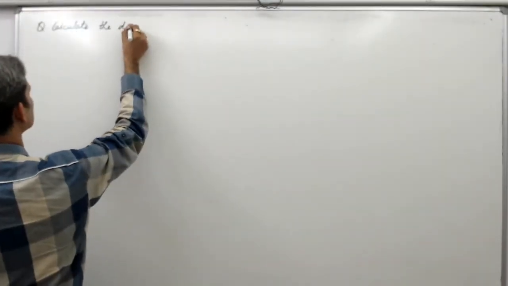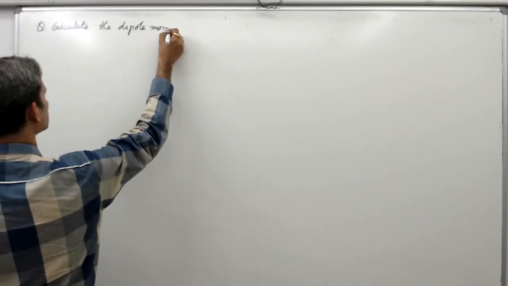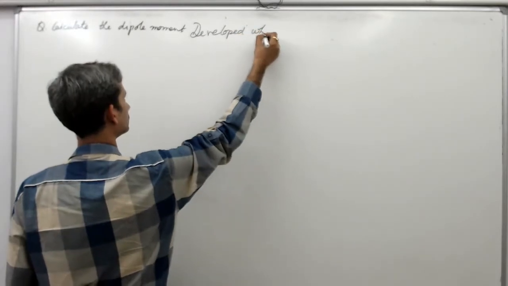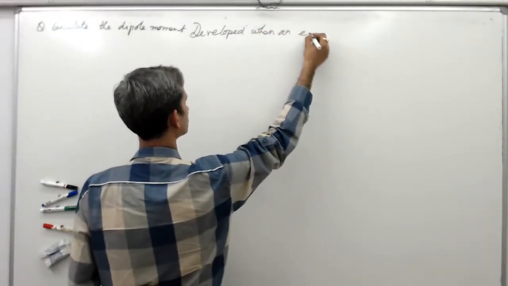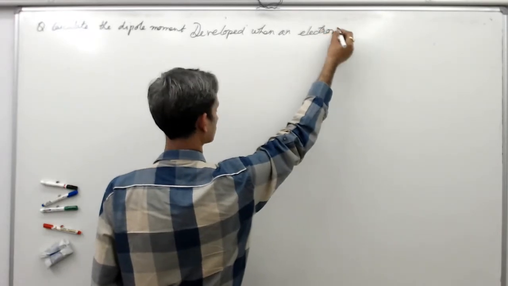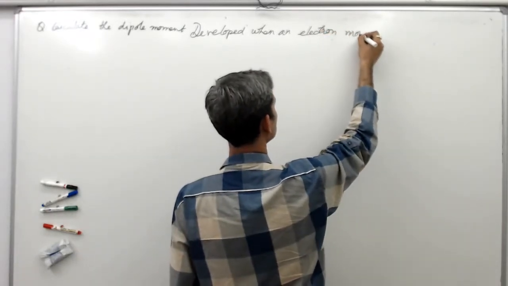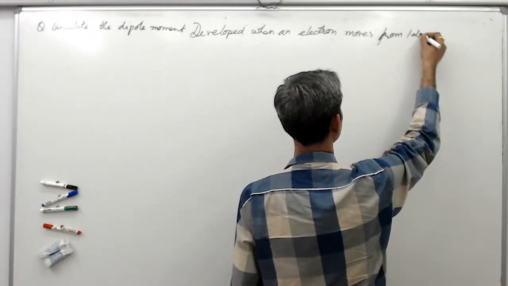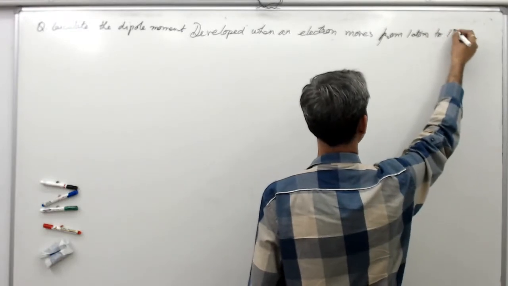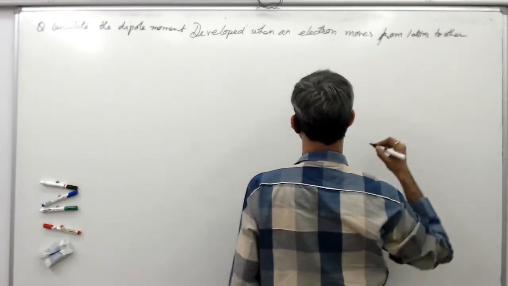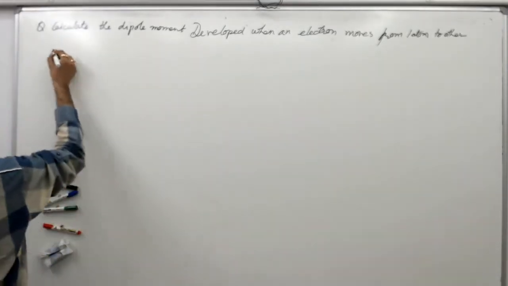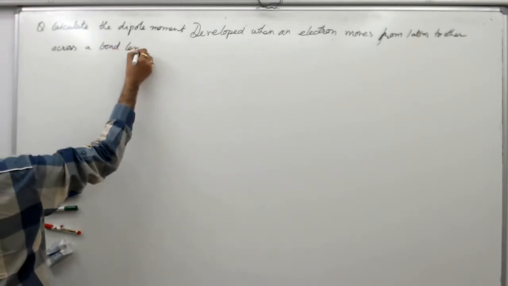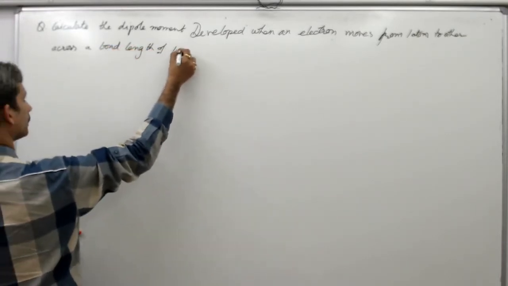Calculate the dipole moment developed when an electron moves from one atom to other across a bond length of 1 angstrom.